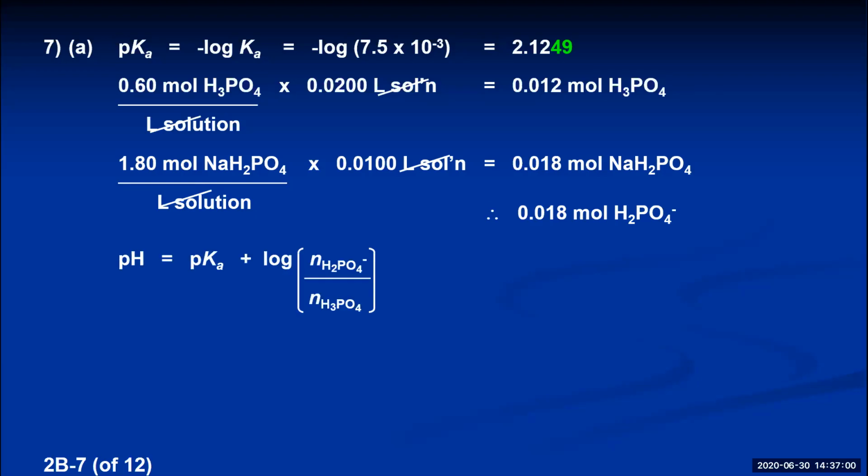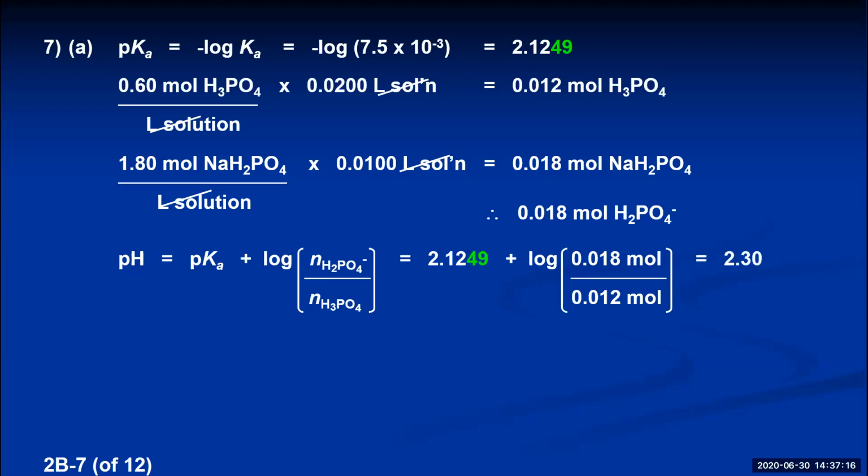So in the Henderson-Hasselbalch equation, the denominator will be the number of moles of H3PO4. The numerator will be the number of moles of H2PO4-. We know both those values, and we know the pKa of H3PO4. So we can therefore now solve for the pH of this buffer, and that comes out 2.30.